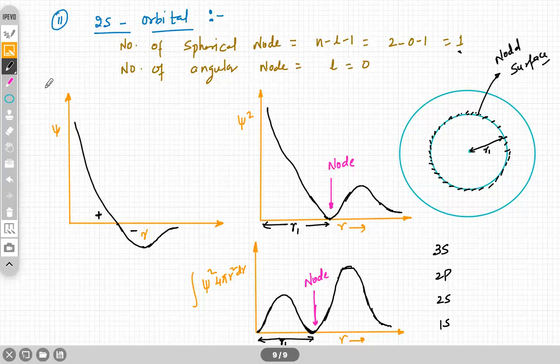What you will do is find out the number of nodes for each orbital. The number of nodes for 3s is 2. The number of nodes for 2p, total nodes, you tell me. We have only one angular node in 2p. We have 2s, one spherical node, and the 1s orbital has no nodes. Is it clear? Are you comfortable with these values? Tell me. All of you, please respond.